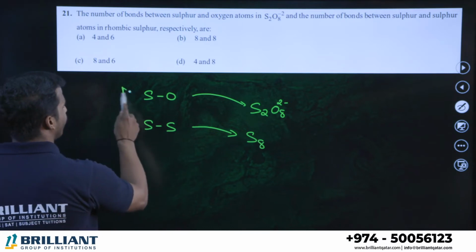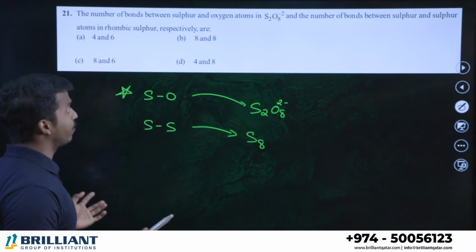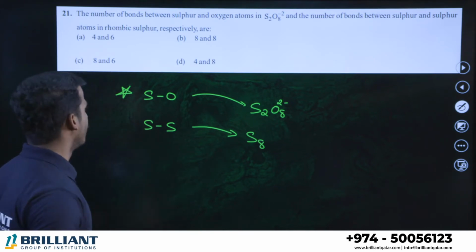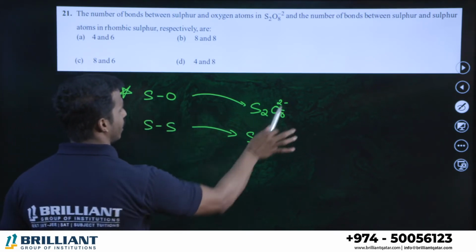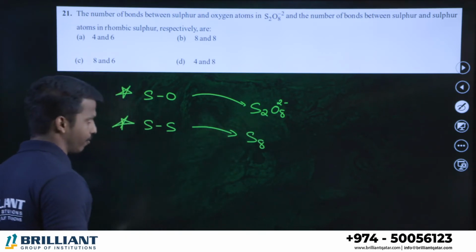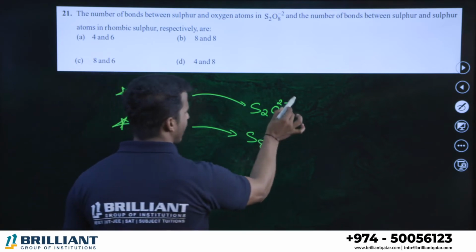How many sulfur-oxygen bonds are there? They didn't specify sulfur-oxygen single bond or double bond, so we can consider all. How many sulfur-oxygen bonds are there in this ion, and how many sulfur-sulfur bonds in S8 rhombic sulfur? Let's calculate. What is this species?